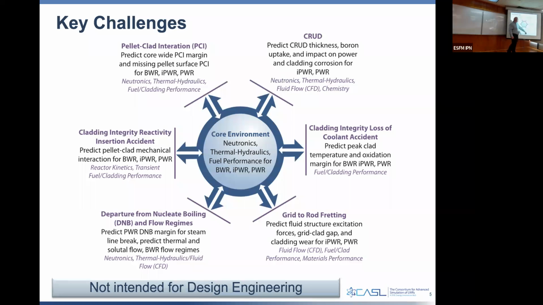Up here, crud, I'll talk about in some more detail. I mentioned it before. You have metal ions that are flowing throughout an LWR that are picked up from corrosion of various pieces in the system, mostly corrosion of the steam generator. And so those little metal ions, where there is subcooled nucleate boiling on the surface of the fuel rod, will get deposited. And that deposit, that growth, is called crud. And that crud can have boron inside of it, and boron's a big neutron absorber.